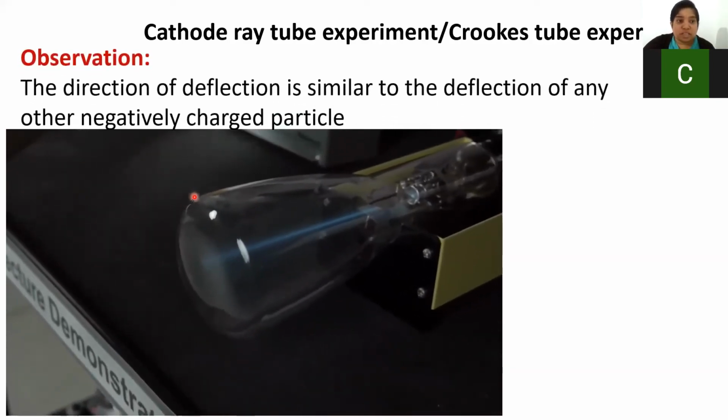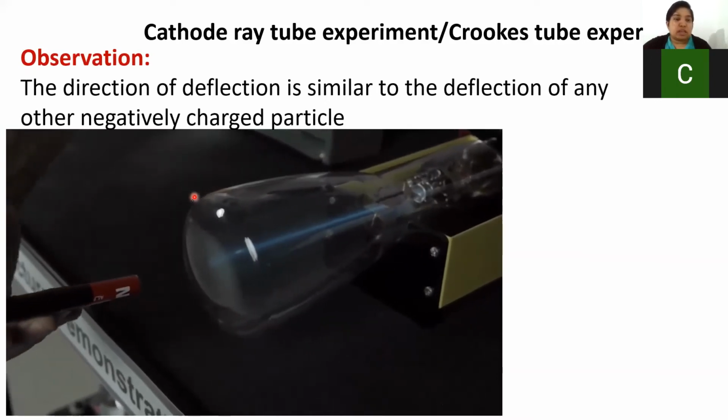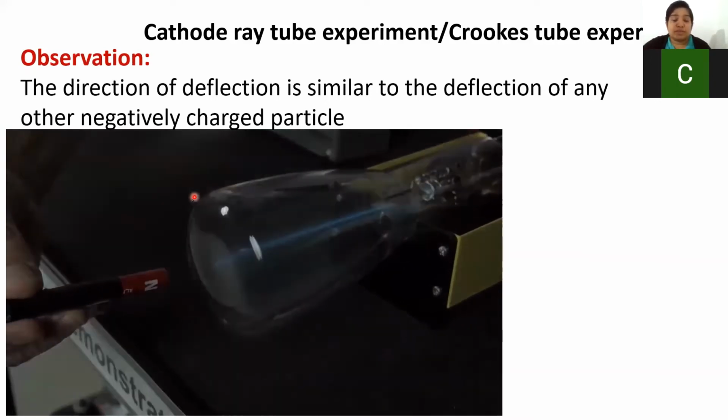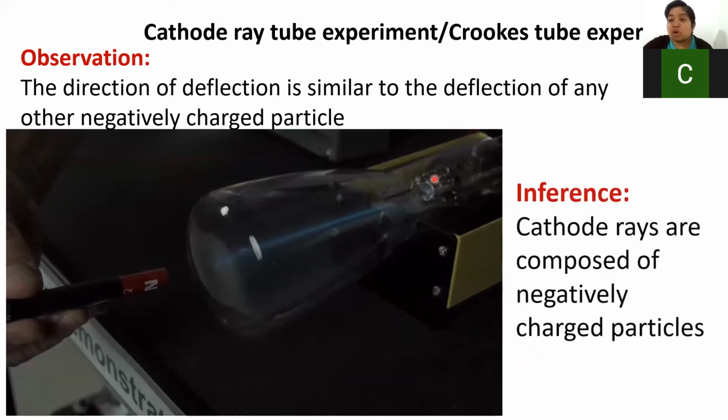So our observation is that the direction of the deflection of these cathode rays is similar to the deflection of a negative charge. So what do we conclude from this observation? We say that the cathode rays are composed of negatively charged particles. So again, both the electric field and the magnetic field studies come to the same conclusion, that the cathode rays are negatively charged.